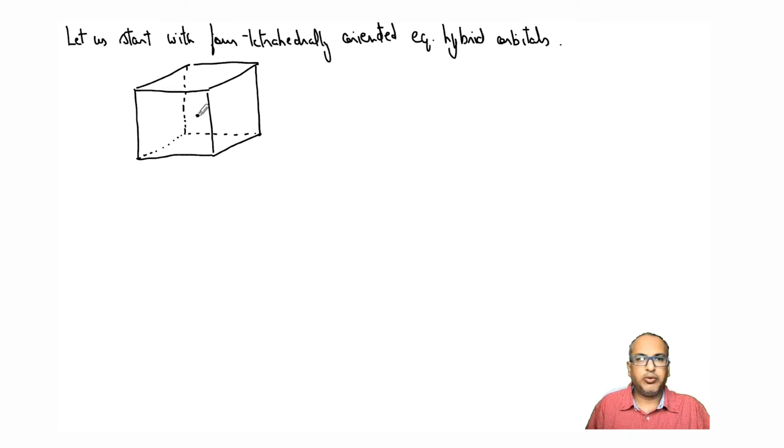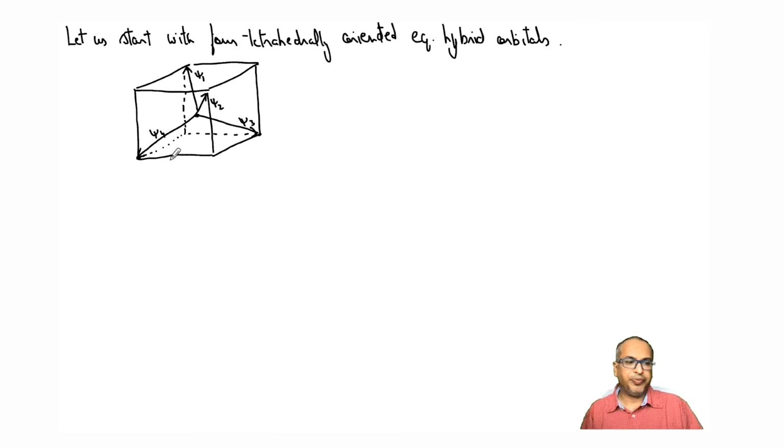In the center of the cube is the atom, and then you have four hybrid orbitals which are now represented by the arrows, right? Now these arrows are oriented as a tetrahedral, so the angle between these will be the standard 109 degree 28 minutes. Now let us represent them with psi1, psi2, psi3, psi4.